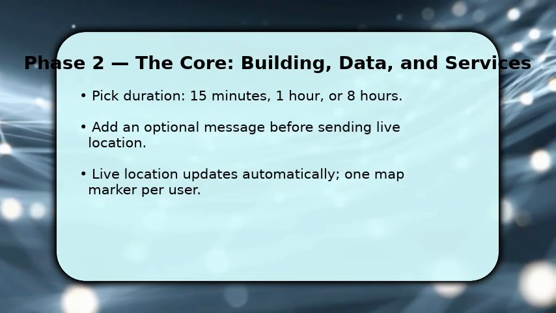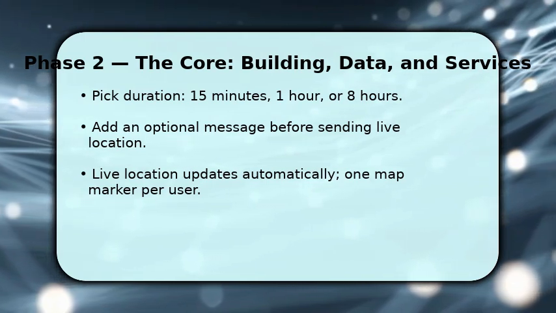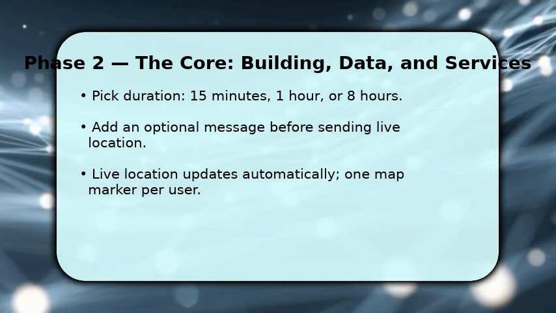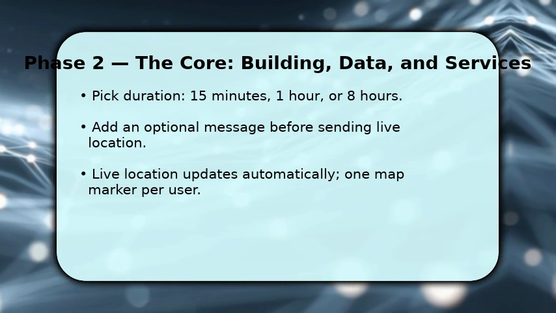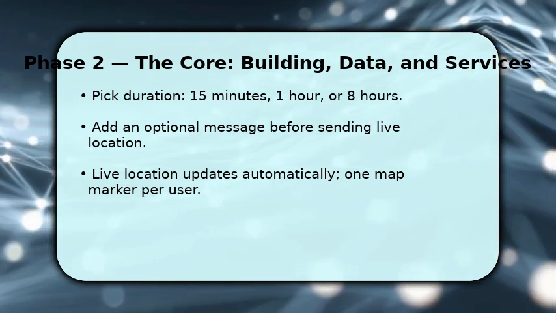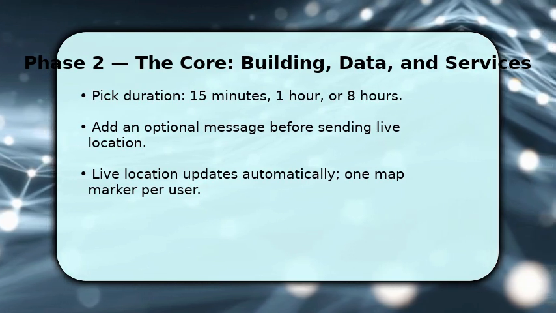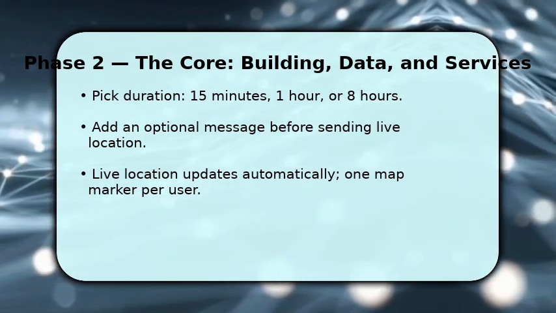Next, you control how long your live location broadcasts. Tap a duration, 15 minutes, 1 hour, or 8 hours, because shorter spans save battery and reduce exposure. You can type a note explaining purpose or ETA, then hit send. The live map appears in the chat for everyone.